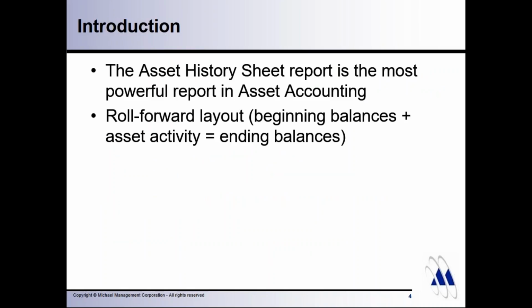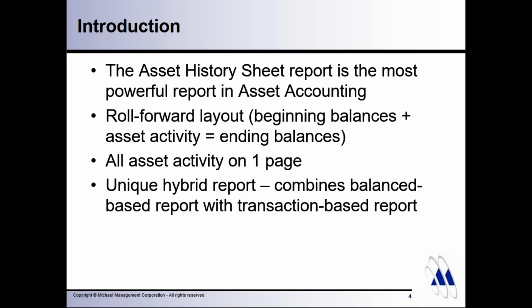And when we say Asset History Sheet, for those of you that are maybe not too familiar with it just yet, it's just another name for a roll forward report. It has a roll forward layout. The report starts with giving you beginning balances, then it lists all the asset activity, and then it gives you ending balances. The nice thing is that you get all of the asset activity, everything that happened to assets on one page. That makes it a very unique report.